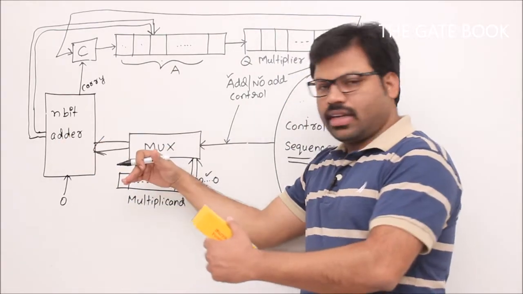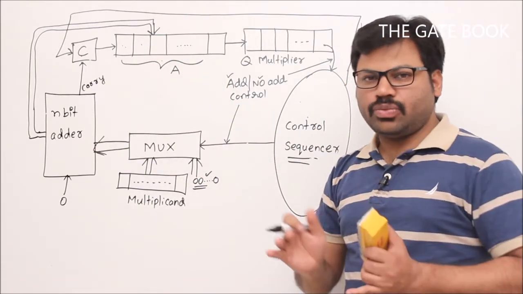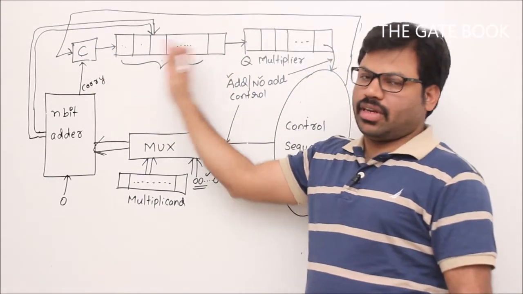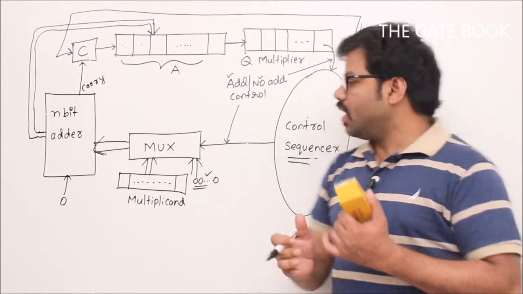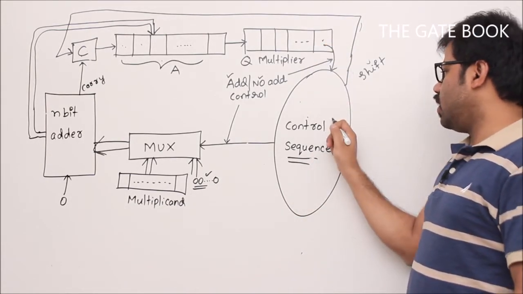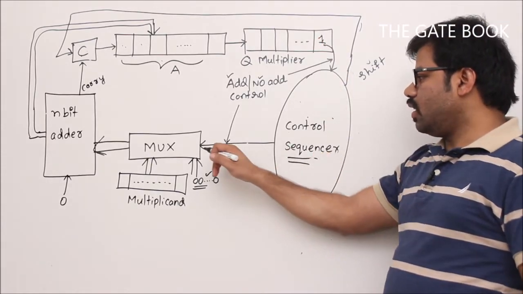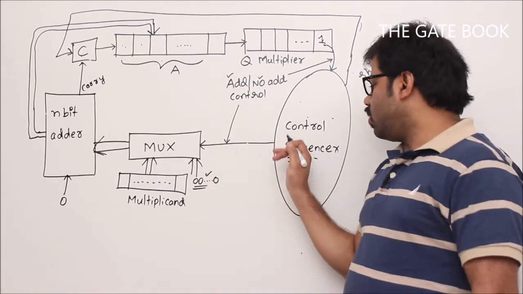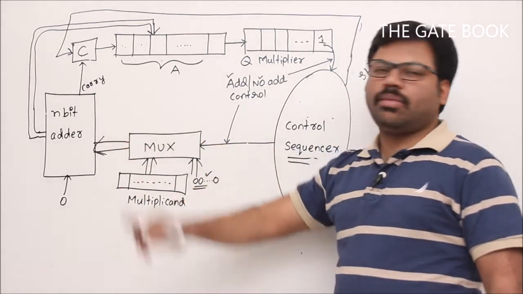So how to design the adder, and how this shift register will work, we will see everything. But at this moment you should know that the shift register will move the bits right side or left side, depending on the kind of shift you are using. Now this bit will be seen by your control sequencer. If this bit is 1, then immediately the control sequencer will enable this multiplexer.